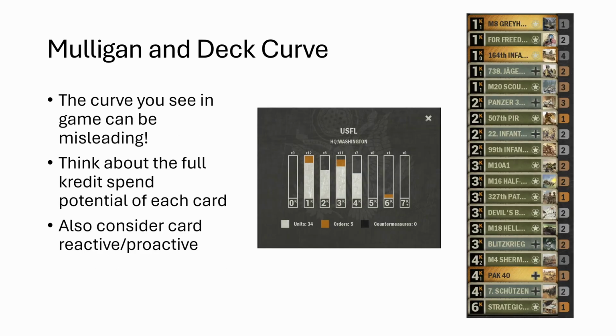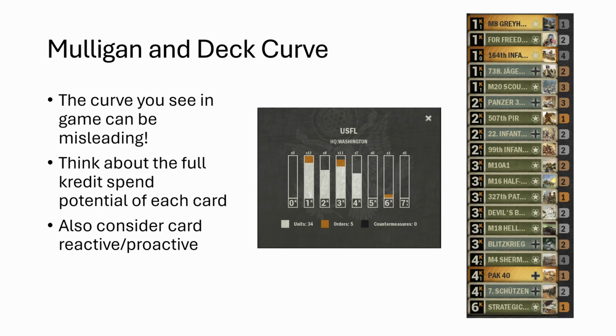All right. Let's move on to the Mulligan and the deck curve. On the right, you can see the US Frontline list that I climbed to 3,000 ELO with last season, last month. And in the center, you can see the deck curve for that deck. Now, the curve you see can be quite misleading. It doesn't necessarily show you the full picture.